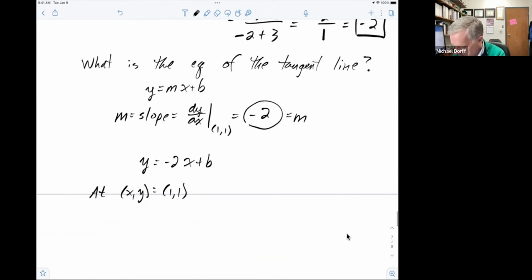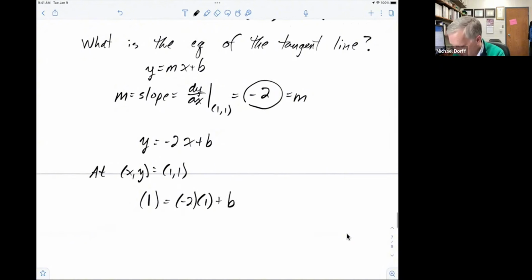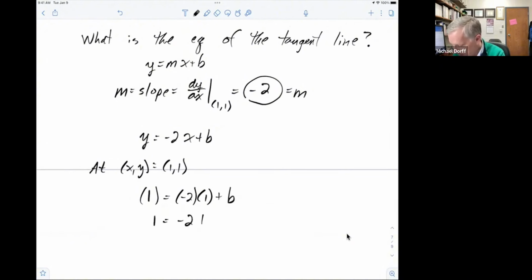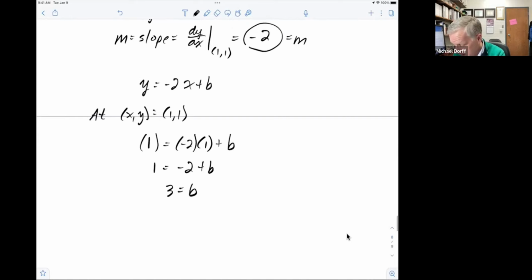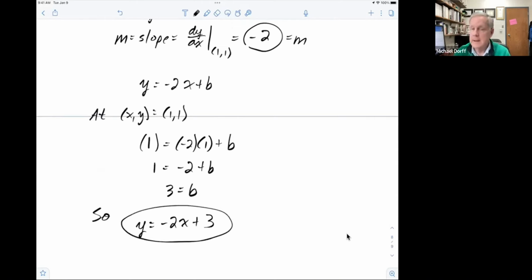So I put in 1 for y equals -2 times 1 for x plus b. So I get 1 equals -2 plus b. Bring the -2 onto the other side by adding 2 to both sides, and I get b equals 3. So we get y equals -2x plus 3. That's the line of the tangent, the equation of the tangent line.